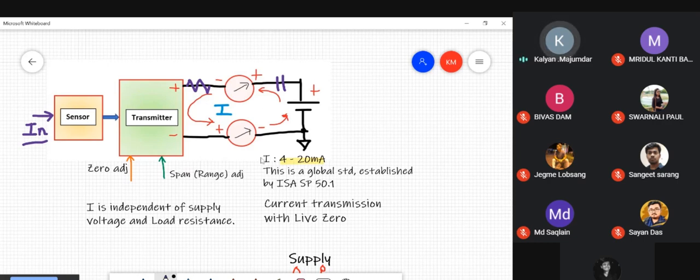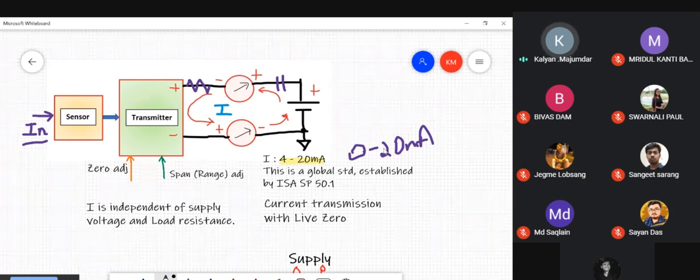Now, if this range instead of 4 to 20 milliamperes were to be 0 to 20 milliamperes, then 0 is a valid value of the output. If it started from 0 and ended at 20 milliamperes, if the output of a transmitter were designed to be 0 to 20 milliamperes, then the problem is whenever you get a 0 milliampere current, you do not know whether it is a valid transmitter output or a consequence of a break in the transmitter wiring. You cannot differentiate between these two conditions.